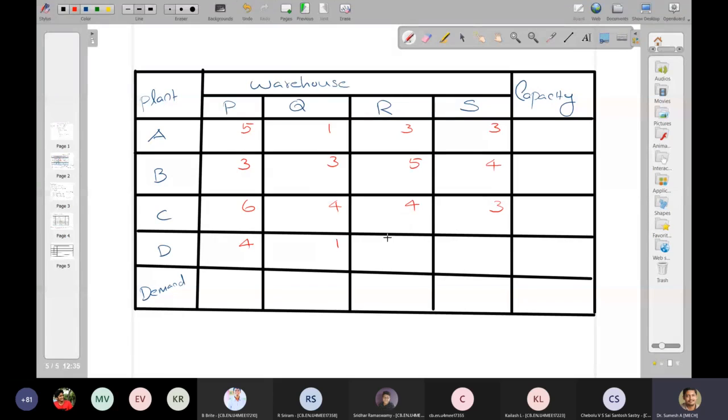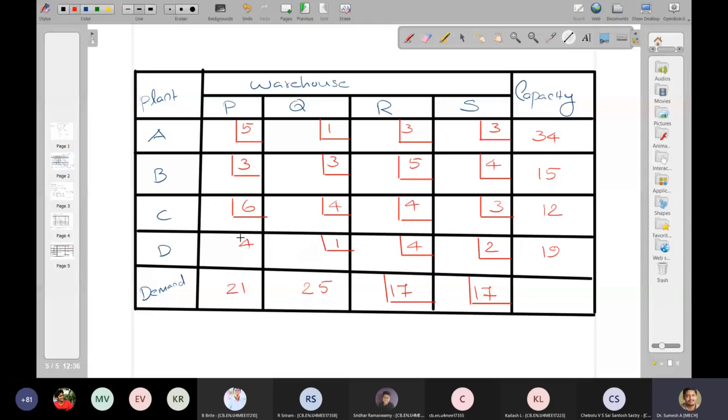So capacity here is 34. Here it is 15. Here it is 12. Here it is 19. And demand for P is 21. Demand of Q is 25. Demand of R is 17. Demand of S is also 17. Okay, so now I'll go with the least cost method, also called the LCM method.